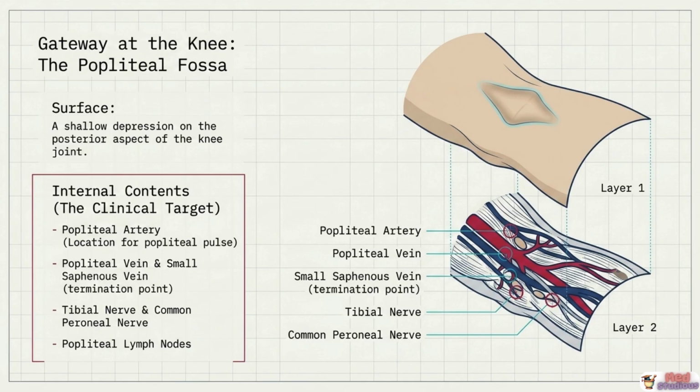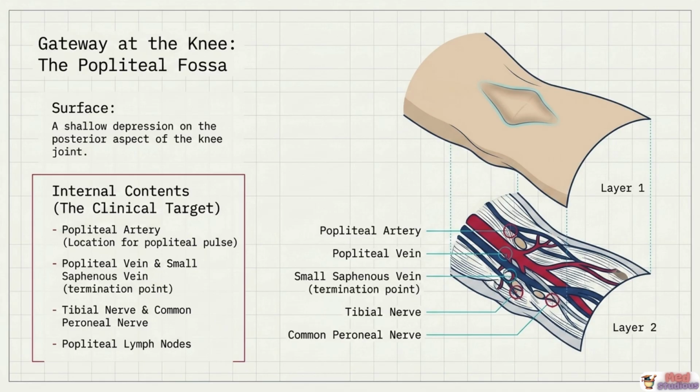The back of the knee is occupied by one of the most important anatomical spaces in the lower extremity for clinical examination, the popliteal fossa. As a surface anatomy landmark, the popliteal fossa presents as a shallow, diamond-shaped depression on the posterior aspect of the knee joint, most visible when the knee is slightly flexed. This depression is the surface projection of the fat-filled space that lies deep to the skin and fascia.